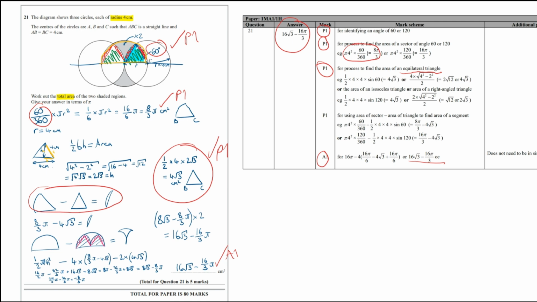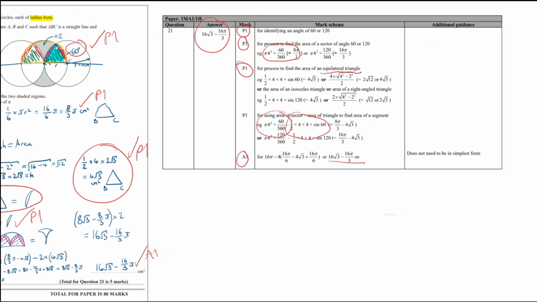So you can see the key answer you need is 8 pi over 3 minus 4 root 3, and that's what I have shown there. So that would be another mark. And they also show you how they did that, which was by doing the area of the sector and then subtracting the area of the triangle. Okay, so full marks for me, 5 out of 5.